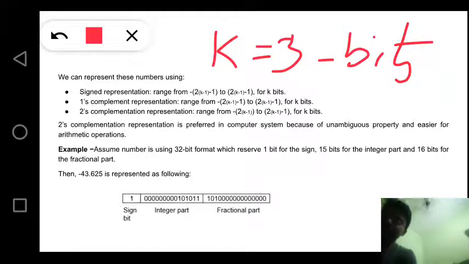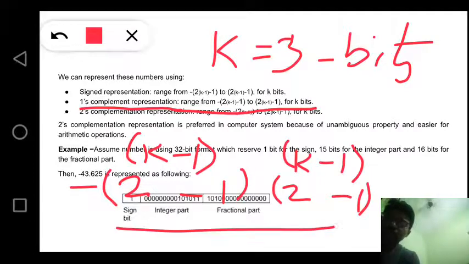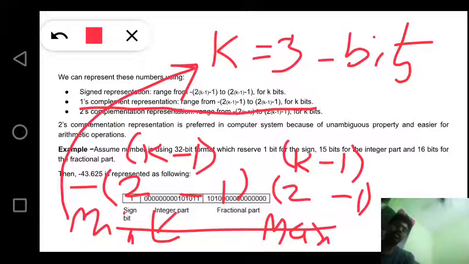Next is ones complement representation. For the same 3 bits, minus 2 power k minus 1, again minus 1, 2 power k minus 1 minus 1. So this is the range of the numbers. This is the range, means this is the minimum value, this is the maximum value that you can represent in 3 bits in a computer memory using ones complement.